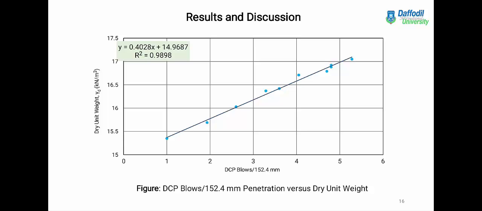In the first figure, we can see the DCP blows for 152.4 mm penetration versus dry unit weight. The DCP blows for 152.4 mm penetration are plotted against the dry unit weight of the experiments to develop the relationship. From the graph, it can be seen that the DCP blows for 152.4 mm penetration produce a linear relationship with dry unit weight, with a high coefficient of determination of 0.9898. So for any known value of DCP blows, the dry unit weight can be estimated from this graph.